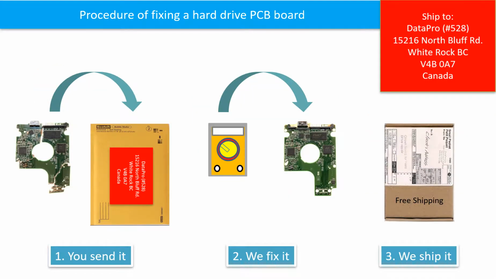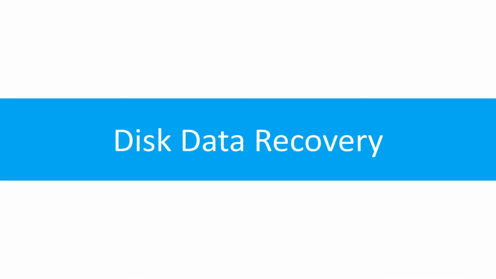This picture illustrates the procedure of fixing a hard drive PCB board. First, the clients send in their PCB board. 2. We fix the PCB board. 3. We ship the PCB board back to the clients. In the following part of the video, we are going to talk about disk data recovery.